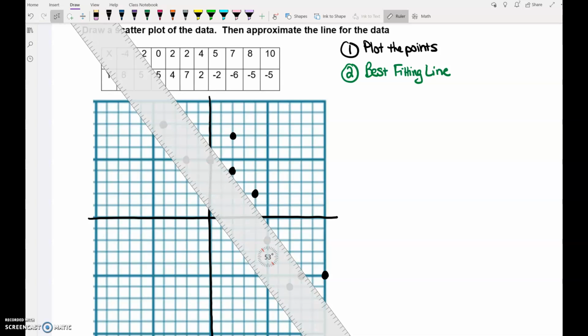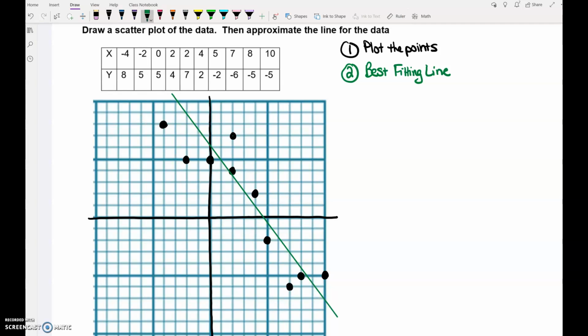You're all like, why don't you tell us? You're the teacher. But look at these top 2 points. By top 2 points, I mean that one there and that one there. These 2 points are about the same distance away from the line. These 2 are about the same distance. So we're trying to equalize the space between all of those. I think this might be a decent line. I'm going to draw it in.